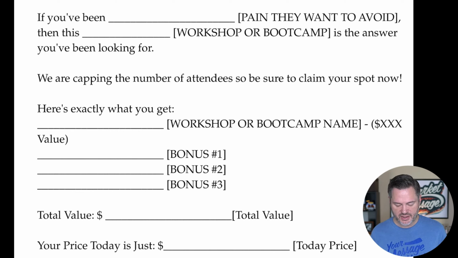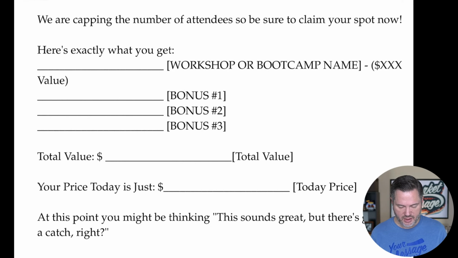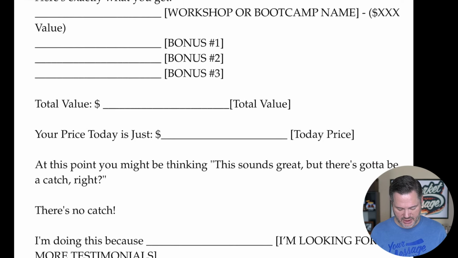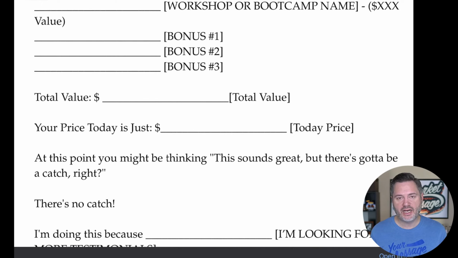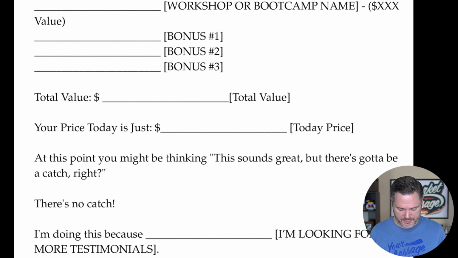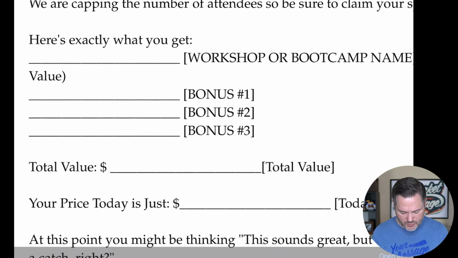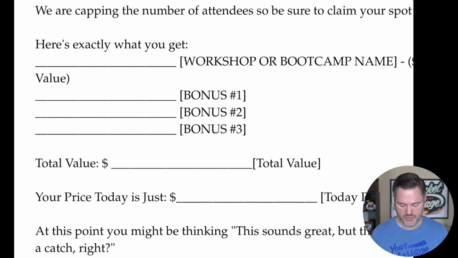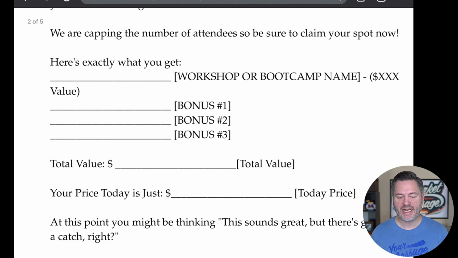We're capping the number of attendees, so be sure to claim your spot now. Here's what you get. And then we have the name of the workshop, the value of it, bonus 1, 2, and 3 if you're going to offer bonuses. Add all that up. Here's the total value, but you can get it all right now. And by the way, this is called stacking the offer. You always want to stack the offer if possible.